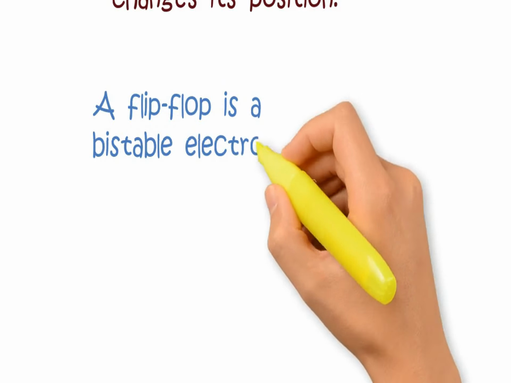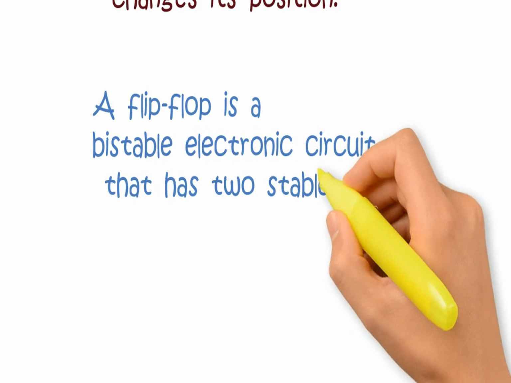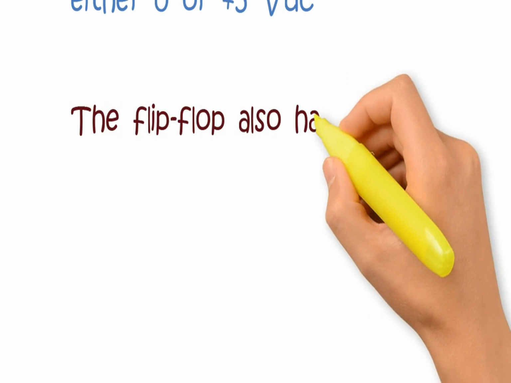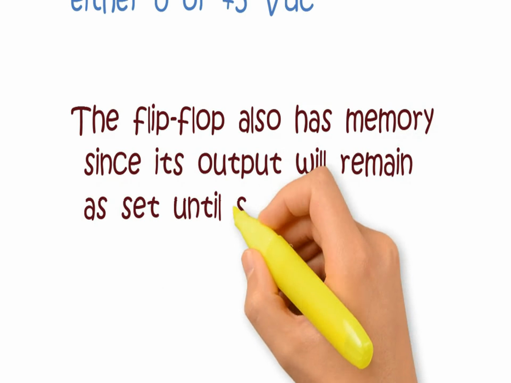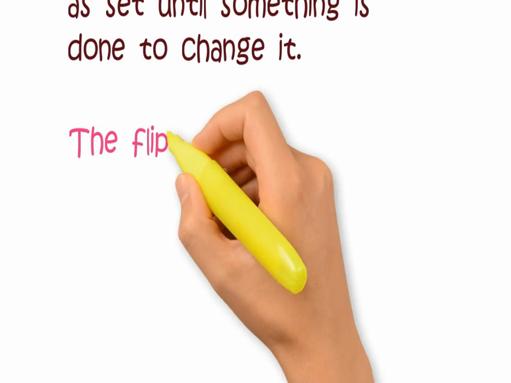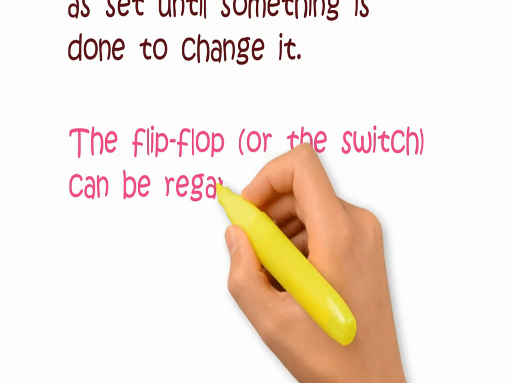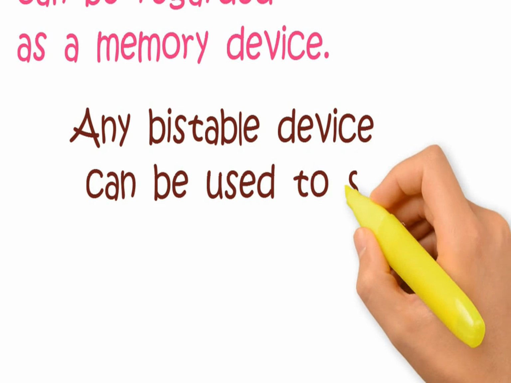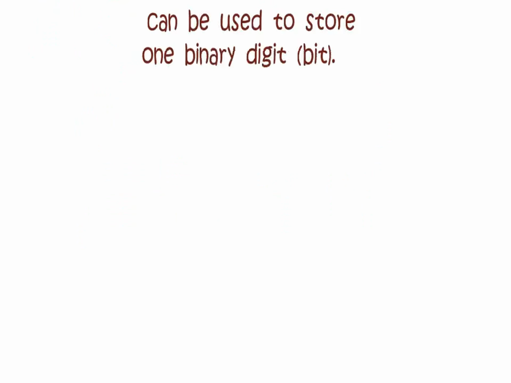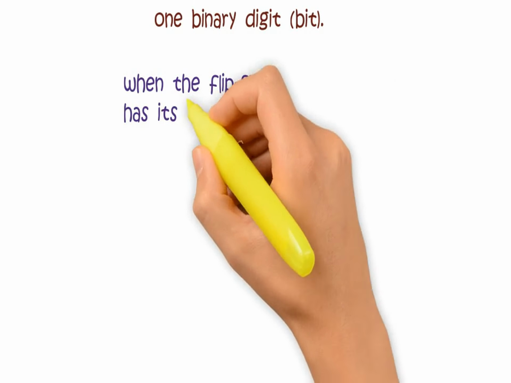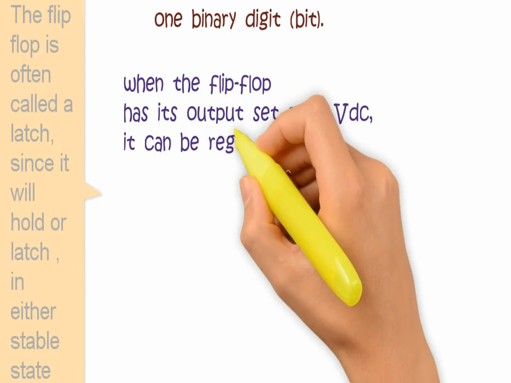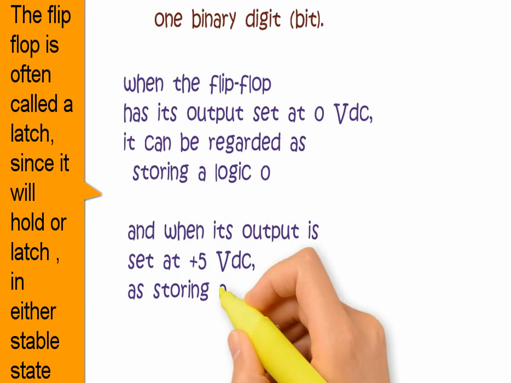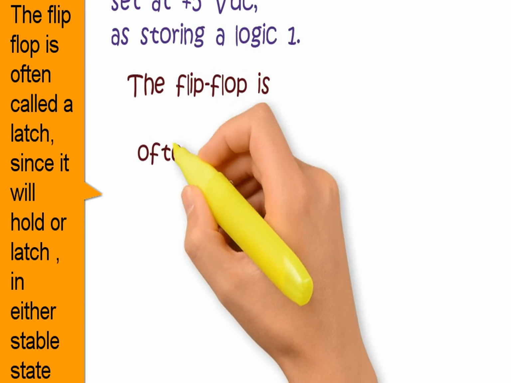Likewise, a flip-flop is a bistable electronic circuit that has two stable states. That is, its output is either 0 or plus 5 volt DC. The flip-flop also has memory since its output remains as set until it is made to change. A flip-flop or the switch can be regarded as a memory device. Any bistable device can be used to store one binary digit. When the flip-flop has its output set at 0 volt DC, it can be regarded as storing a logic 0. When its output is set at plus 5 volt DC, it is storing a logic 1. This is also called a latch.